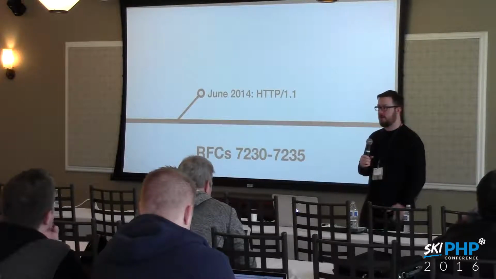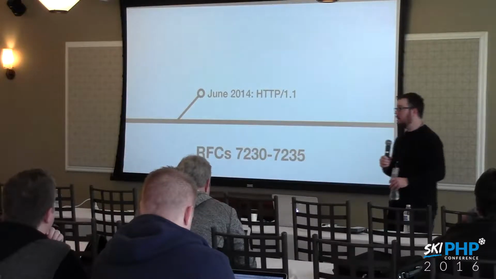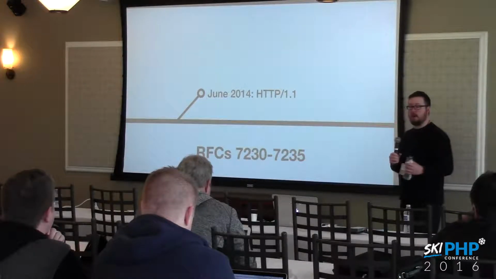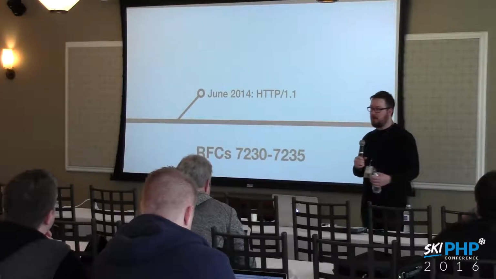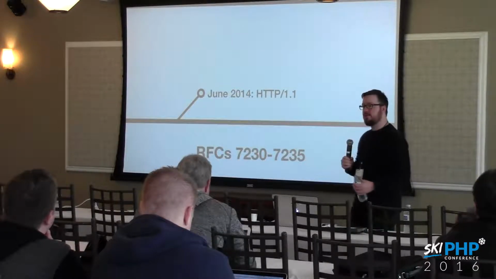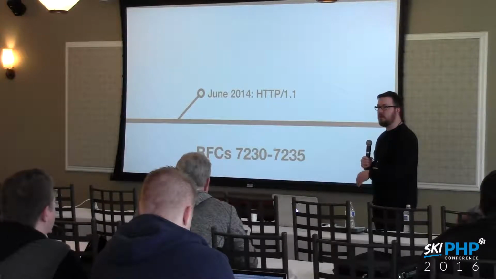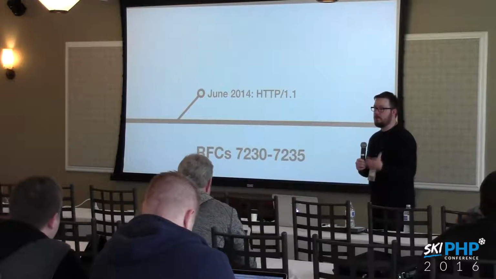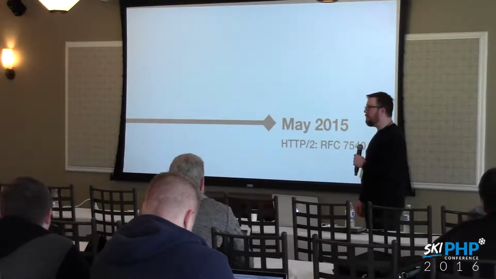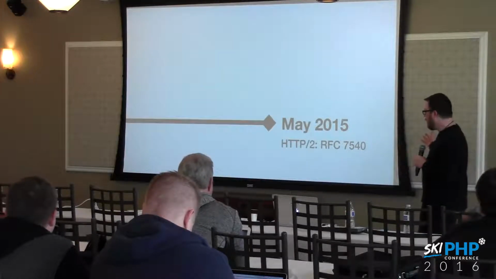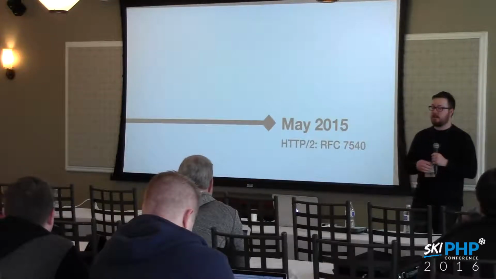Until June 2014, when the HTTPbis working group set out to refine and clarify HTTP 1.1, which was RFC 2616 for 15 years, and they created a body of 6 different RFCs, 7230 through 7235. We'll go through and look at the highlights of what each of these RFCs do and what they clarified and changed, so you get an understanding of what that means for you. And then in May of 2015, all that work culminated as HTTP/2 was finalized as RFC 7540.